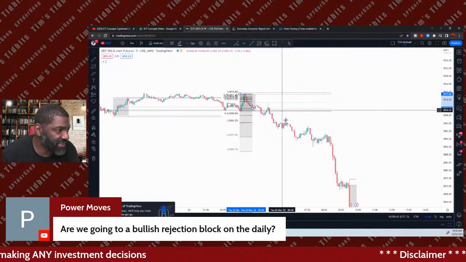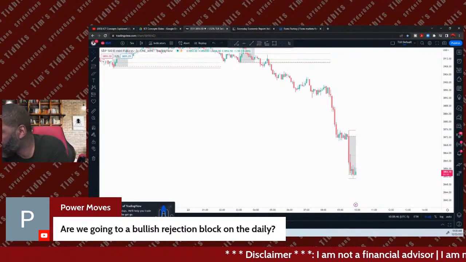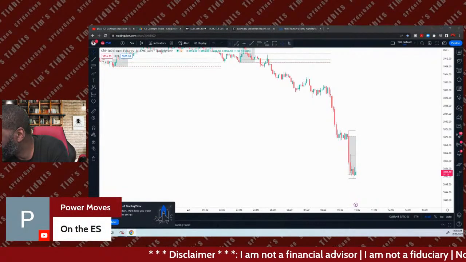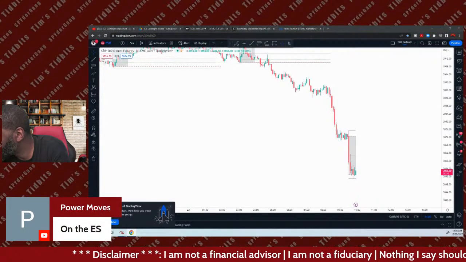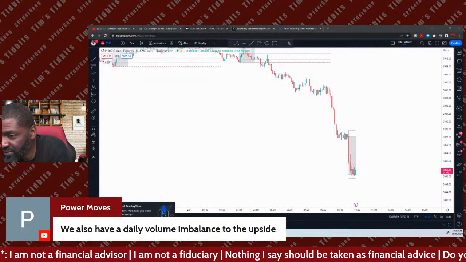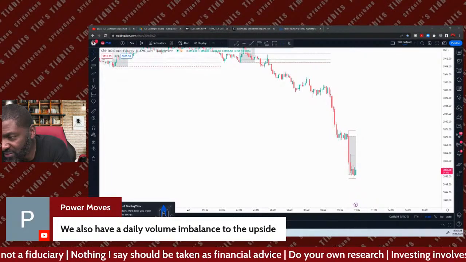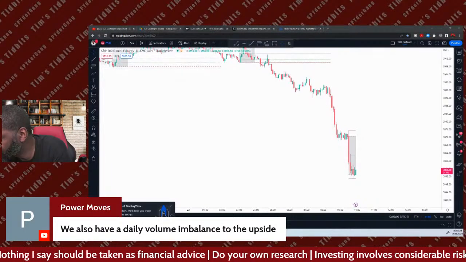But that yielded a successful trade off of the London. It's 10:08. Yes, potential. I answered that. We also have a daily volume imbalance to the upside.